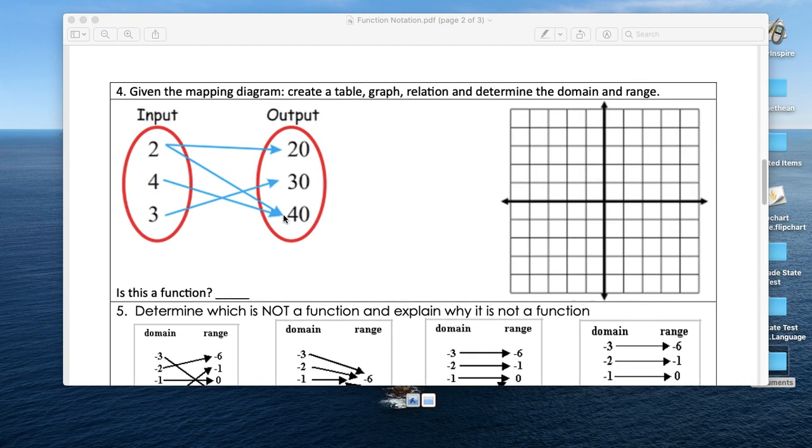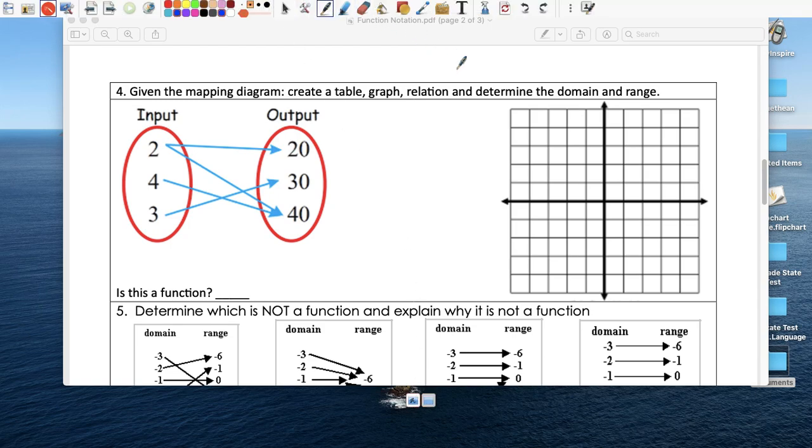All right. Number 5. Given the map, create a table, a graph. So here's my x. This is always my input. This is my y, which is my output. For my input, I'm going to go 1, 2, 3, 4. And for output, I'm going to go by tens: 10, 20, 30, 40. So 2 goes to 20, which is right here. But 2 also goes to 40, which is right here. 4 goes to 40, and then 3 goes to 30.